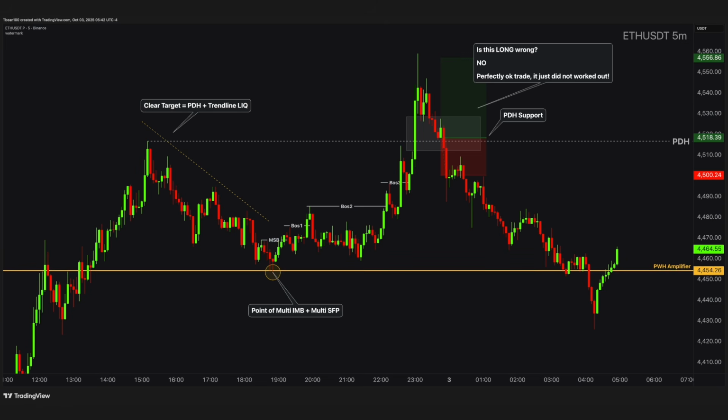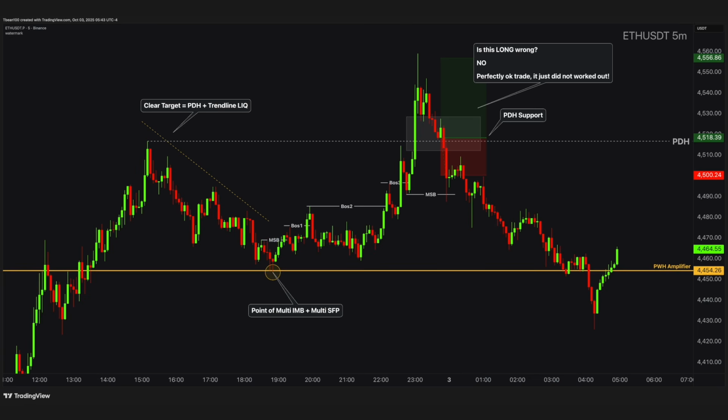So if you took a trade here, like in this example, that is actually not wrong at all. You should always be open to taking trades when setups make sense. You cannot avoid every single trade setup out there. However, in this case, this trade did not work out, as you can see.